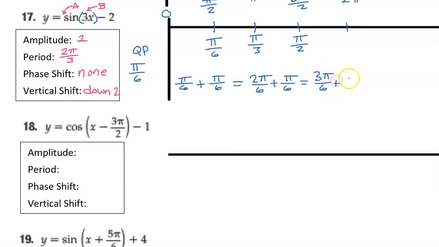What if I add another quarter period, another pi over 6? That will give me 4 pi over 6, which reduces down to 2 pi over 3. So that will be the value at my final mark. Now we have the x-axis completely labeled.